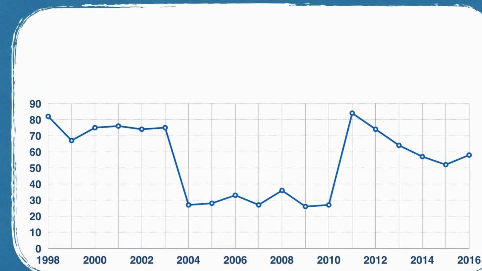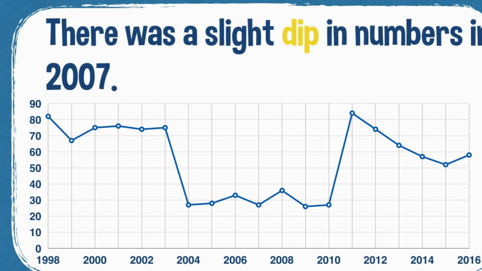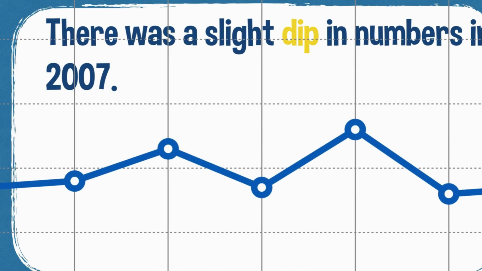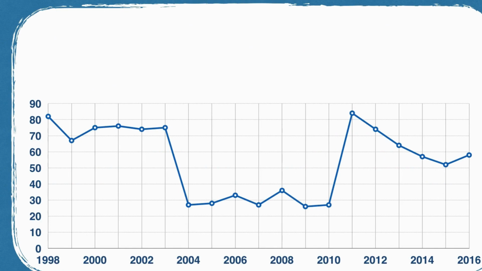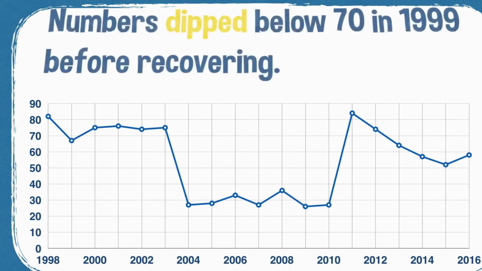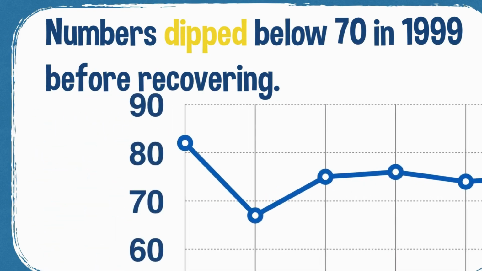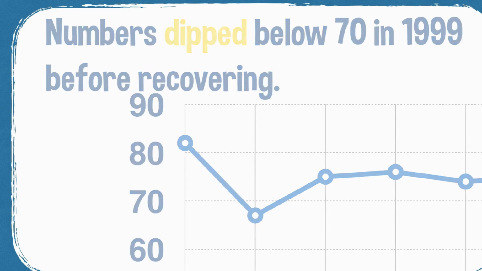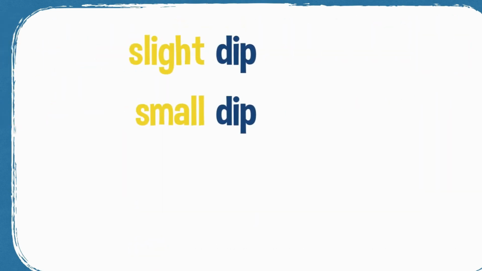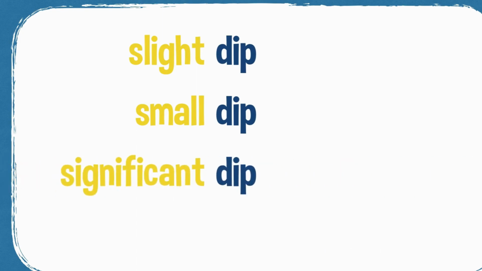So when you dip cake in chocolate sauce, you go down and then up again. Now, can you see any dips here on the graph? Now, there is one. There was a slight dip in numbers in 2007. Not very big, just a slight dip. And you could say also numbers dipped below 70 in 1999 before recovering. Went back up again. So you talk about a slight dip, small dip, but you can have big ones, significant dips. And you can dip below. That's using dip as a verb, so numbers dipped below.